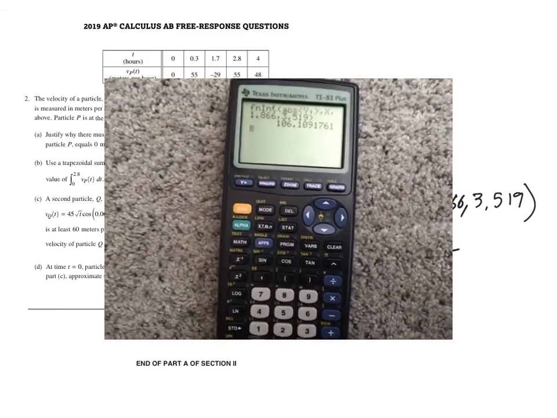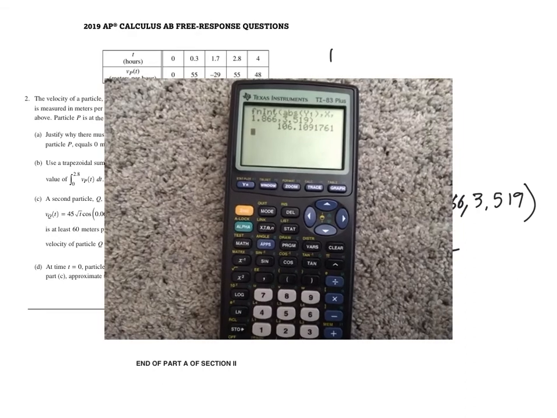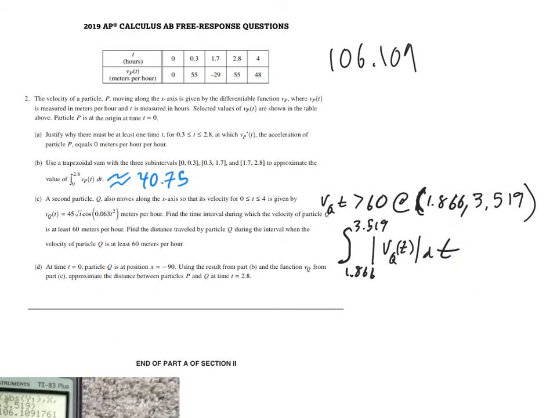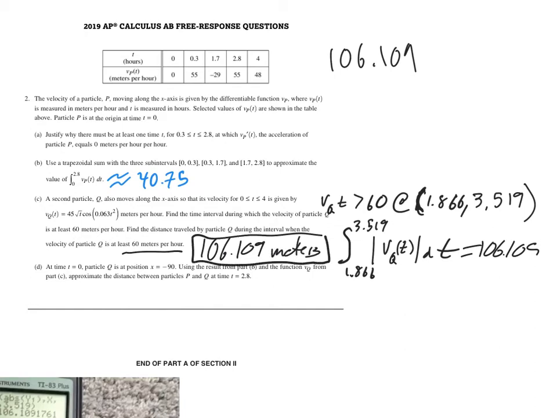I'm going to write that down. We get 106.109. So essentially our little integral here equals 106.109. Remember, this rate was in meters per hour, so this distance must be 106.109 meters, because this is a distance. Remember, when you take the antiderivative of a rate function, you get the total distance. So there we go. All right, let's go on to part D.